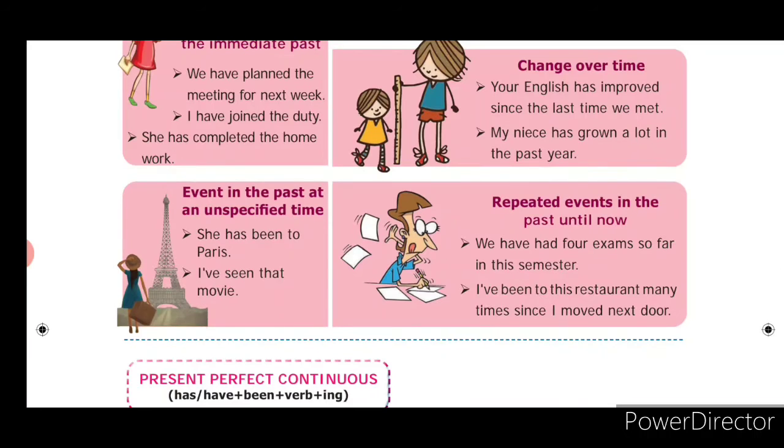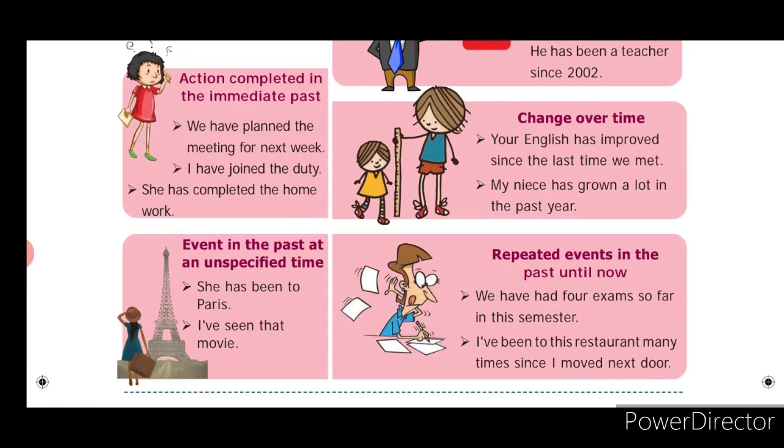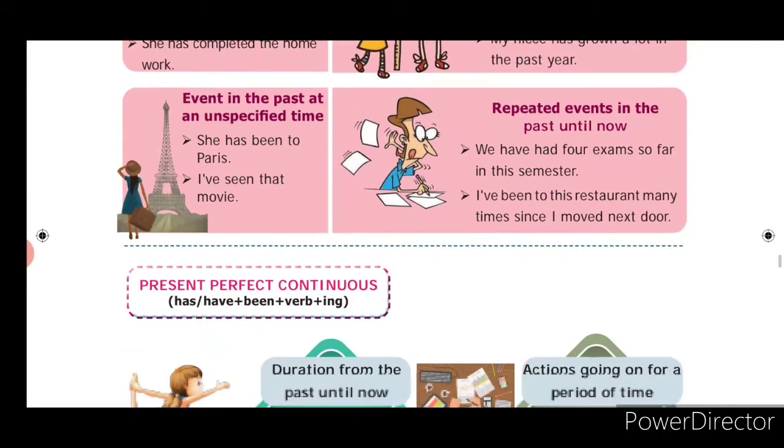Next, an event in the past at an unspecified time. She has been to Paris. I have seen that movie. It is in the past, but we are not going to specify the time. For that purpose, we will be using present perfect tense. Make sure, children, present perfect tense is used for the past action that has some relation or effect at the present time. Then immediate past, that is, the action which is completed in the immediate past. For this particular reason, we will be using present perfect tense.